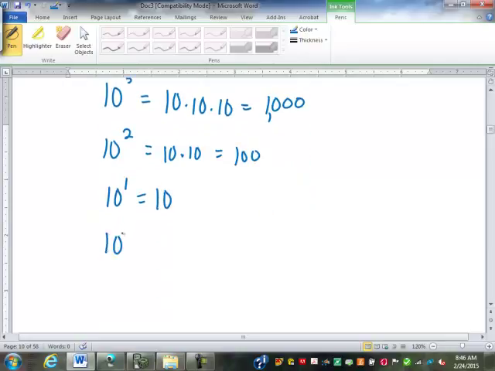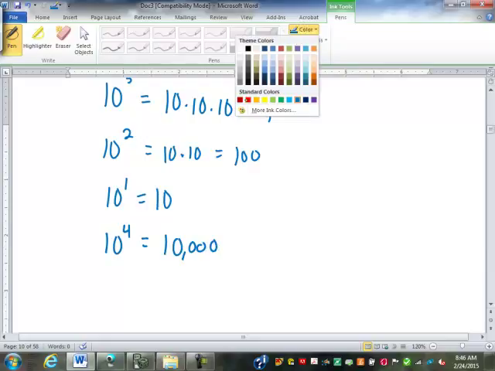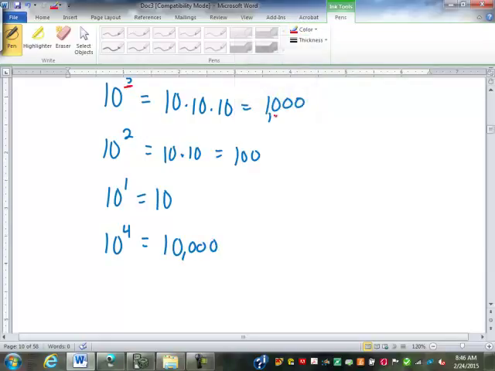10 to the 4th? 10,000, right? You can see a pattern emerging here. This is 10 to the 3rd. How many zeros were there? 3. 10 to the 2nd. How many zeros? 2. 10 to the 1? 1 zero. 10 to the 4th? 4 zeros.